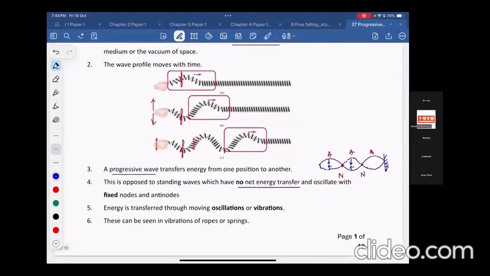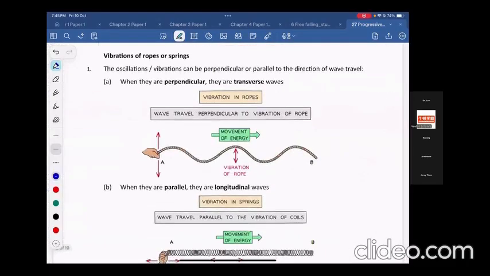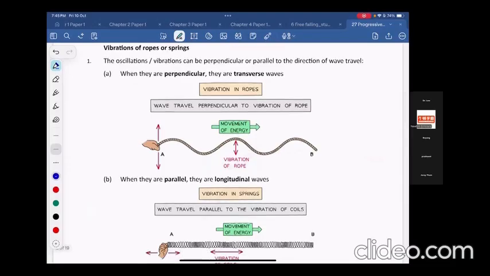Progressive wave is energy transferred through oscillations or vibrations. To see the progressive wave, we can use ropes or springs. It goes to page number 2. We can use the ropes or spring to show the progressive wave. So progressive wave can happen in transverse wave or longitudinal wave.